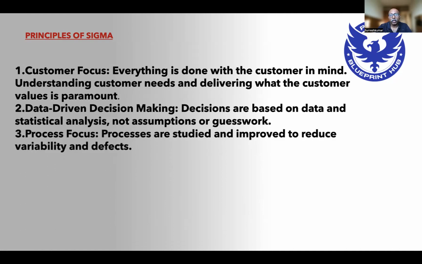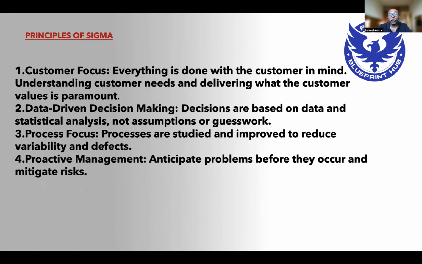And process focus. Processes are studied and improved to reduce variability and defects. The two main concerns are: one, reduce the variability; second, correct the defects, if any. And proactive management: anticipate problems before they occur and mitigate the risk. We need to predict what issues will happen based on the data available, and we try to reduce the variance.